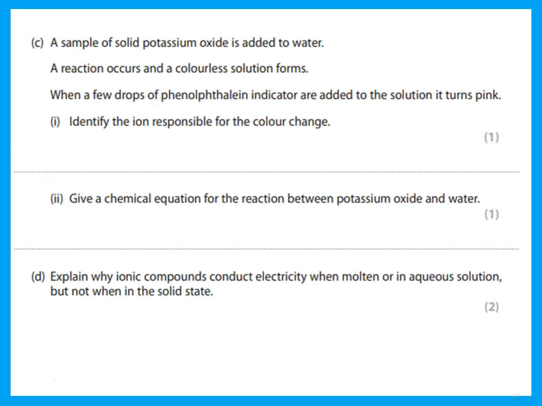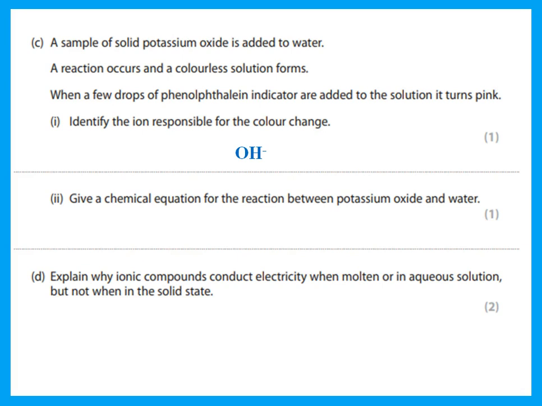A sample of solid potassium oxide is added to water. A reaction occurs and a colorless solution forms. When a few drops of phenolphthalein indicator are added to the solution, it turns pink. Identify the ion responsible for the color change. Remember, when it turns pink, that is because it is alkaline or basic. What makes something basic? If it has an OH minus ion, a hydroxide ion.